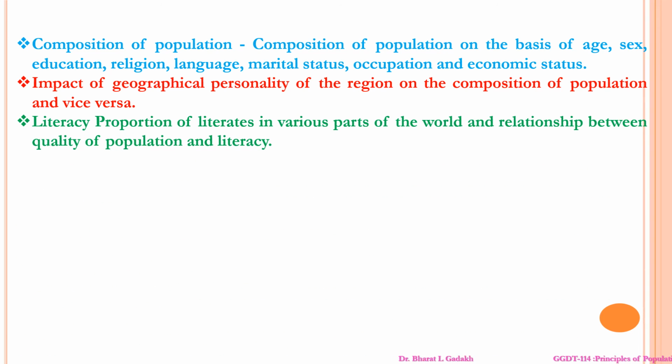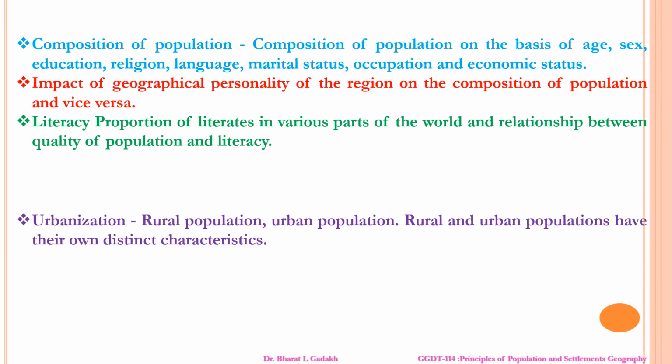Literacy proportion is very important. The proportion of literates in various parts of the world shows the relationship between the quality of population and literacy. A very important theory is quality of population and literacy. High literacy means the quality of population is high; low literacy means the quality of population is low. It is an interrelationship between the quality of population and literacy.